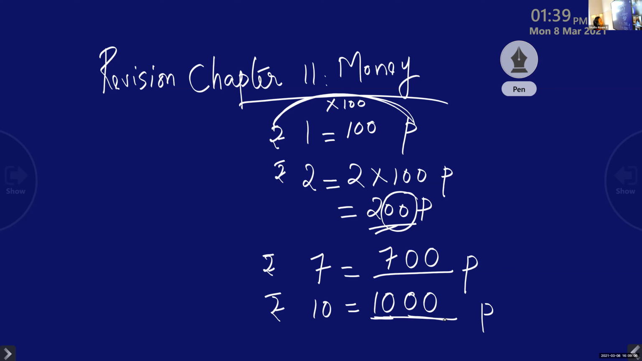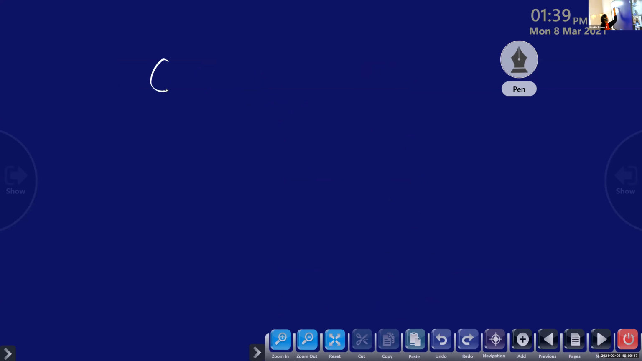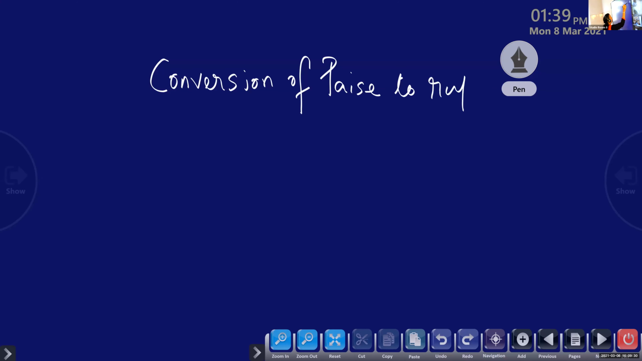So rupees to paise, what we are doing? Multiply by 100. So paise to rupees, divide. So children, write it faster. Write the heading: conversion of paise to rupees. It's very easy. Paise to rupees, what we are doing? We divide by 100. So children, just we can write the questions.